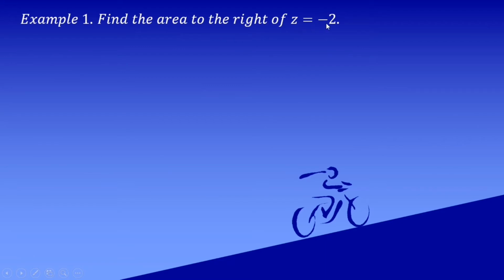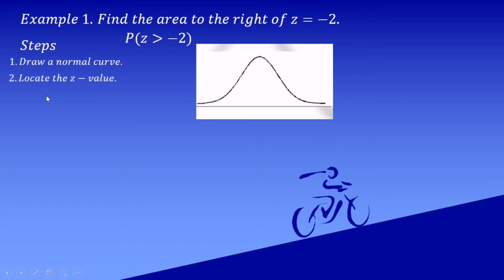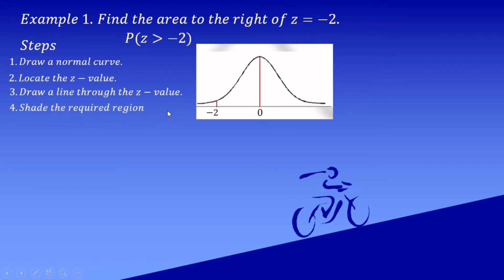So, ito yung example natin for case 1. Find the area to the right of z is equal to negative 2. So, to write in a probability notation, z is greater than negative 2. So, yan nating specified value for z. So, step 1, draw a normal curve. Then, locate the z value. Okay, since the value of z is negative, so it's at the left side. So, draw a line through the z value. Yan ang ating z value. Then shade the required region. So, to the right of z is equal to negative 2. So, from negative 2 to the right. Okay, yan ating shaded region.